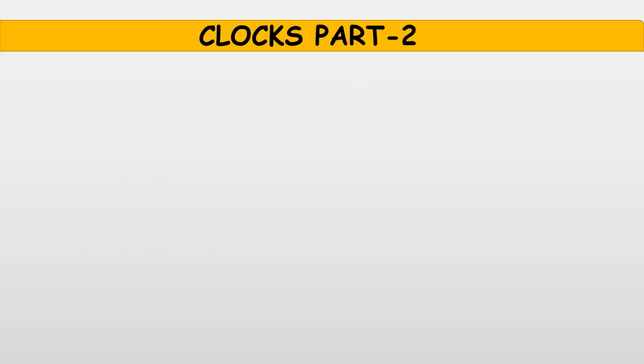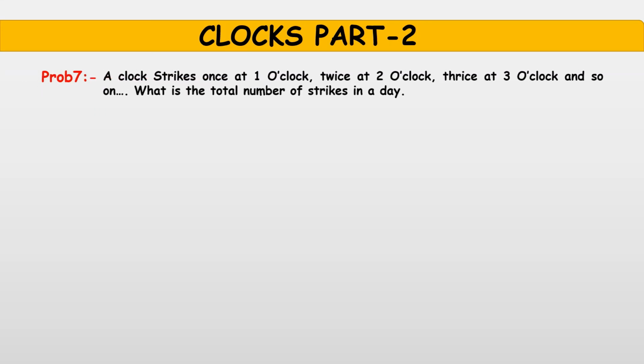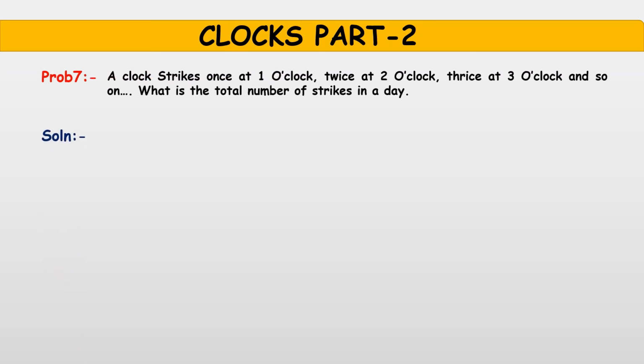Now problem 7. A clock strikes once at 1 o'clock, twice at 2 o'clock, and thrice at 3 o'clock, and so on. What is the total number of strikes in a day? At 1 a.m. it strikes once, at 2 o'clock it strikes twice. You can see this in wall clocks, many people have a wall clock.